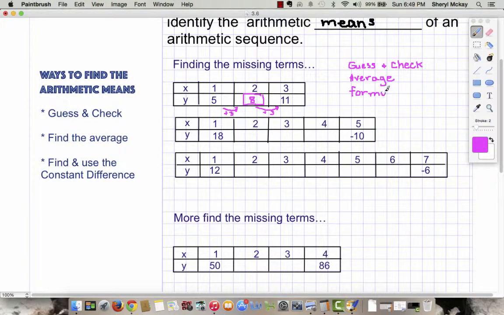So let's go ahead and do the next one. See if now you've got 3 missing terms. Your first term is 18 and your last term is negative 10. So see if you can fill in those missing terms. What are those missing terms?